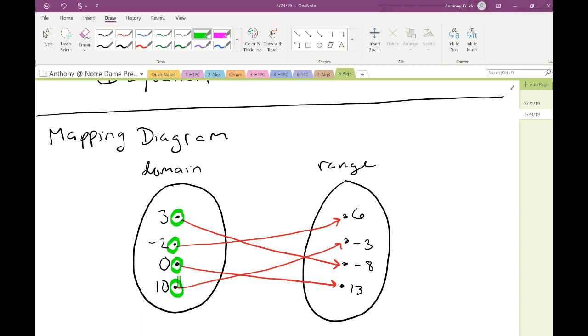The second part of the definition is that those members of the domain are only paired with one other thing. So if I look at 3, that's paired only with -8. -2 is paired only with 6. 0 is paired only with 13. And 10 is paired only with -3. So I know that this relation is also a function. Everybody feel okay there? Let's look at some more examples of this, though.